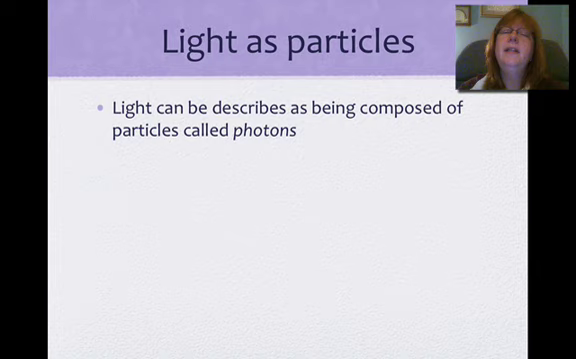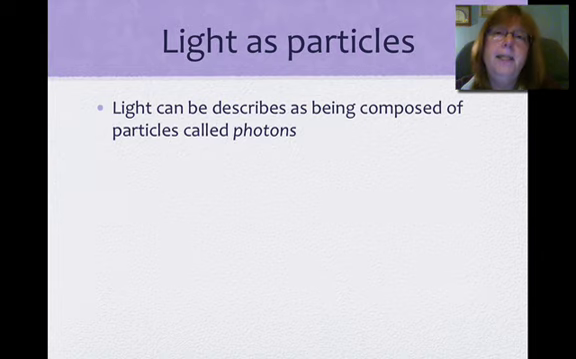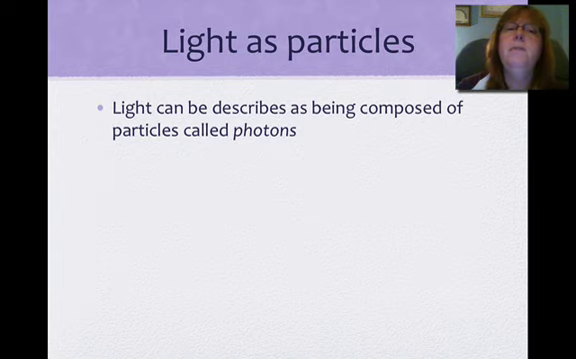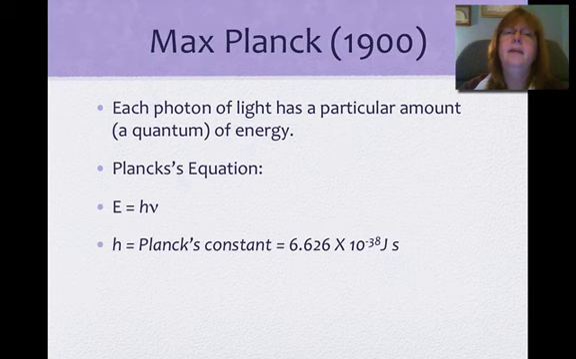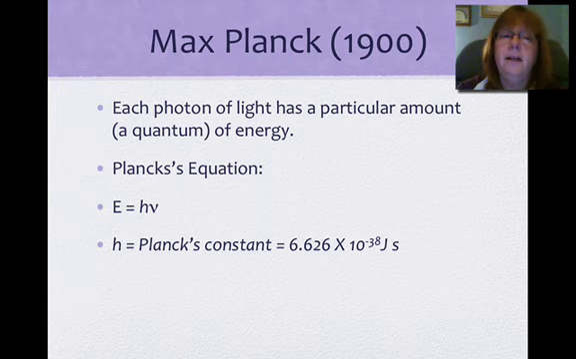Now, I said that we're going to discuss light as two different things. So we've discussed light as a wave, and we've looked at wave properties. But now let's look at light as a particle. So light can be described as being composed of particles that are called photons. Well, this idea came about in 1900 by a scientist known as Max Planck.